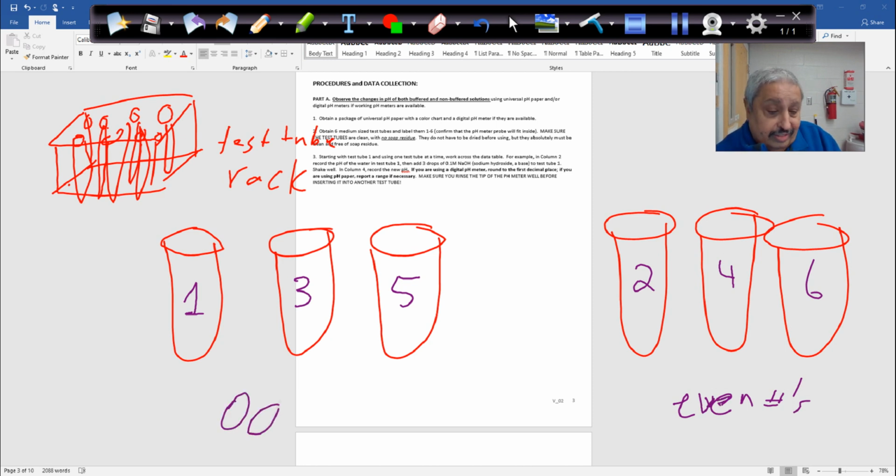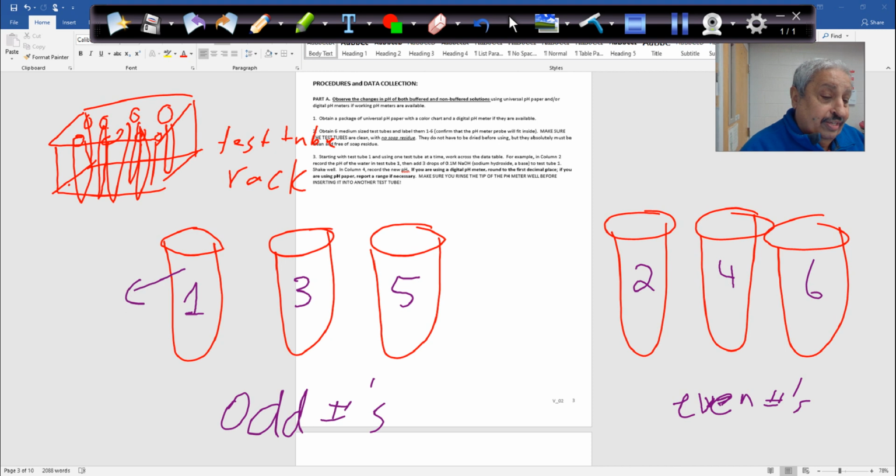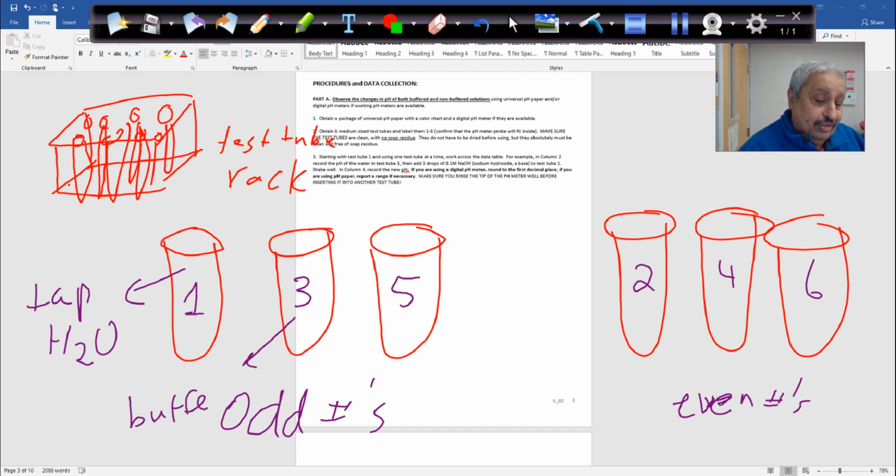And this is odd numbers. Okay. So why are we doing this? Well, it turns out first, I have to measure the pH of this. This one will have tap water. This one here, buffer solution 3, pH 3.